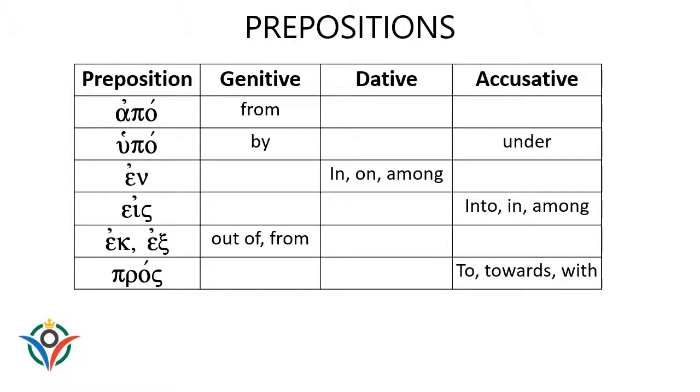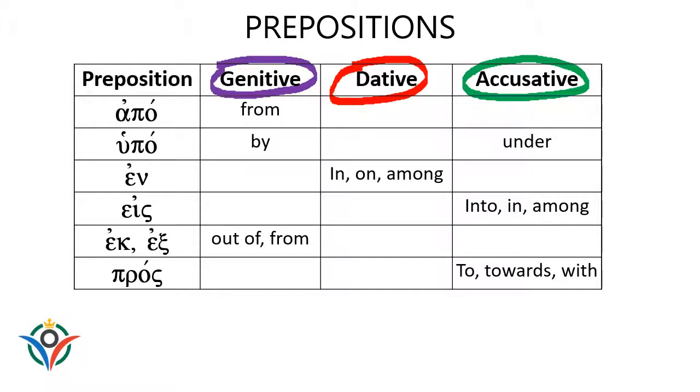So here is an example of some of the prepositions that you will have to learn for basic Greek. So I've listed them in the first column there. And then I've also indicated which cases their objects are required to be in. So the first case there is the genitive. Then we have the dative. And then finally we have the accusative case. So let's look at these one by one.